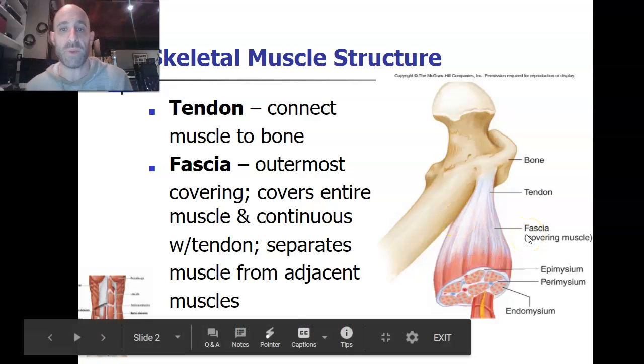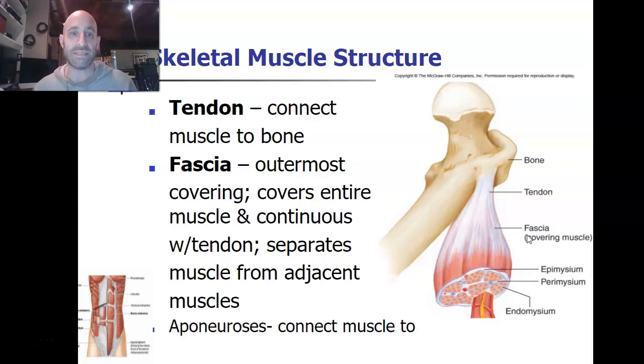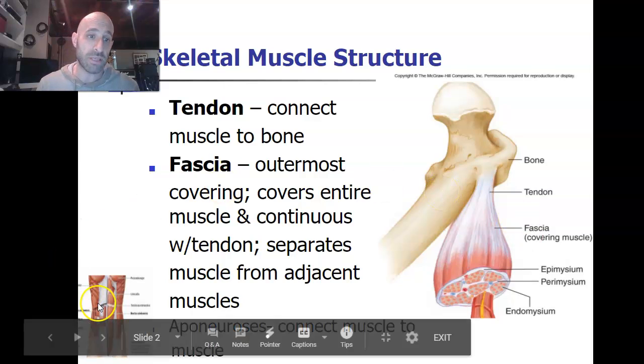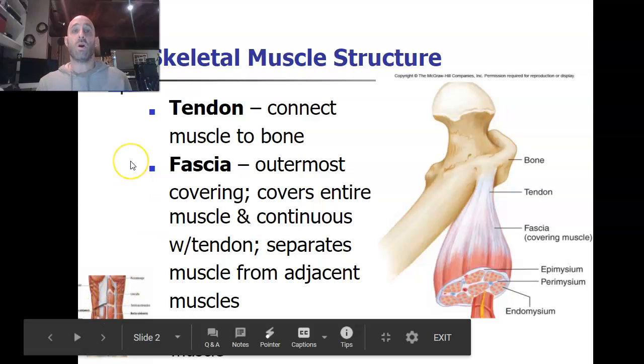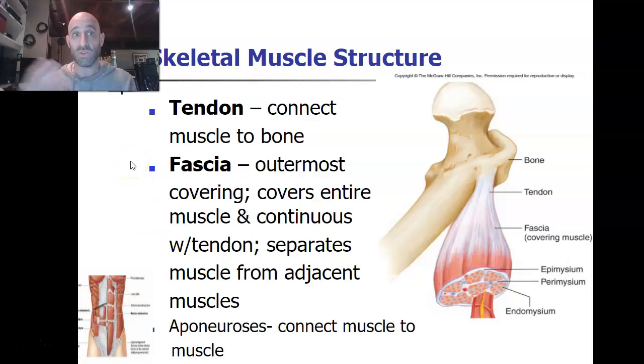There's only a handful of spots in the human body where this exists. An aponeurosis is when muscle connects to other muscle. So if you look in the corner here, you can see the abdominal muscle. This would be an example of an aponeurosis. Most of our muscles attach muscle to bone, and when the muscle contracts, the bone moves. Aponeurosis is when muscle fibers attach to other muscle fibers.